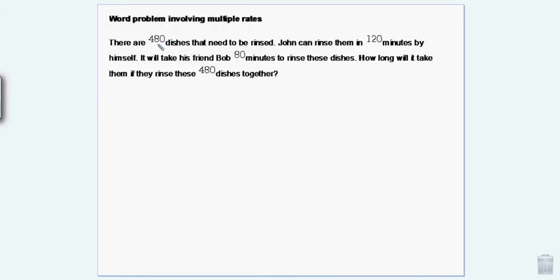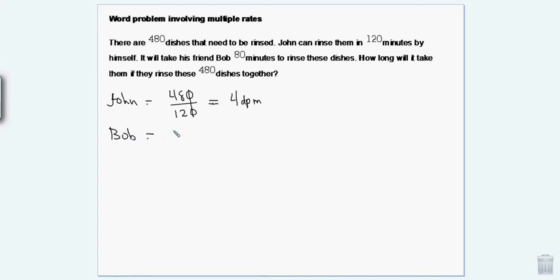Let's try another one of these. We have 480 dishes that need to be rinsed. John can rinse them in 120 minutes by himself. It takes Bob 80 minutes to rinse these dishes. So let's do John. He can do 480 dishes in 120 minutes. That's 4 dishes per minute. So DPM, dishes per minute.